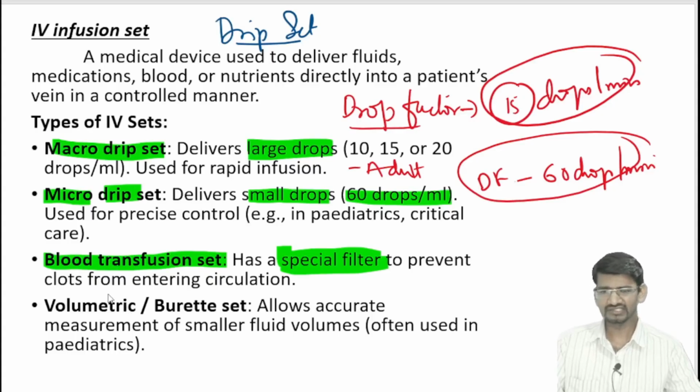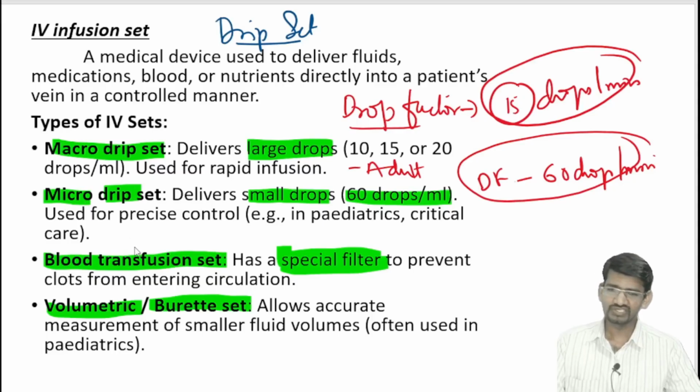Then another set we have is the volumetric set, IV set, also called a burette set. This allows an accurate amount of fluids, especially being used for pediatrics when smaller fluid volumes are being administered. In pediatrics we commonly give like 250 ml over 3 hours, 4 hours. To prevent accidental fluid rush to the babies or patients, we commonly use this volumetric burette set to administer the smaller fluid volumes.